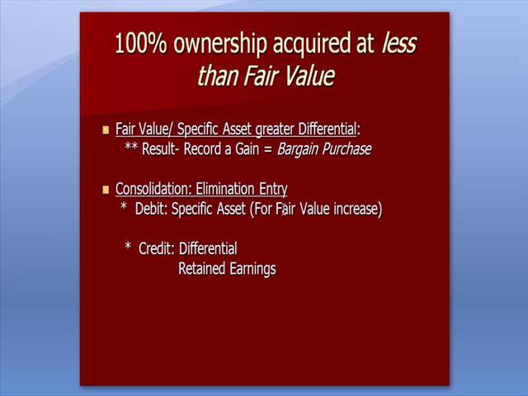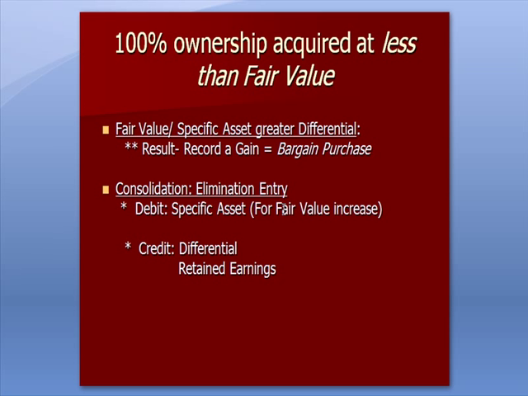If I flip to the next slide, we're talking about here 100% ownership that's acquired at something less than the fair value. And in this case, the fair value of the assets is going to be greater than the differential. So we would report a gain or a bargain purchase because you're getting a deal. You're buying at something at less than fair value.